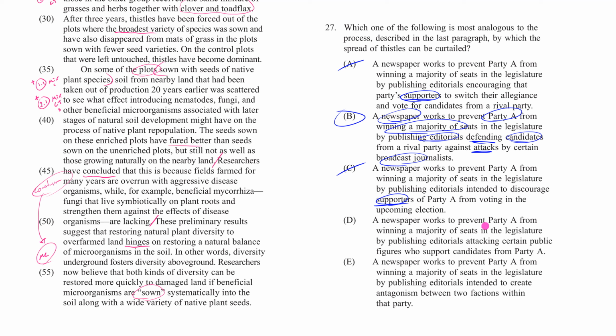D says a newspaper works to prevent Party A from winning. So the same thing by publishing editorials, attacking certain public figures who support candidates from A. So you're doing something here to attack, again, the supporters, right? Something that supports candidate. Same issue with C and A. I just don't know what's supporting thistle. And E starts out the same. It says publishing editorials intended to create antagonism between thistle and our beneficial grasses and herbs. Okay, that maps onto nothing. So E is also not right.